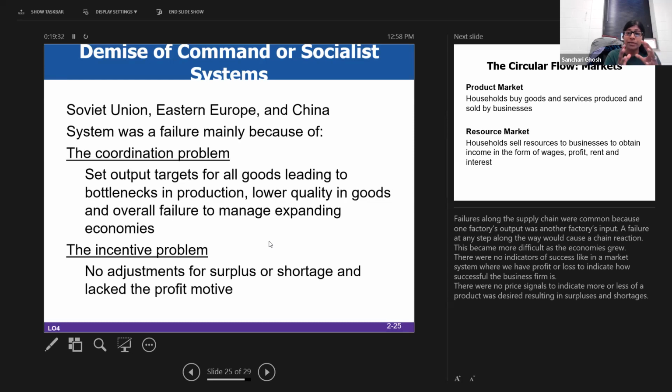Anyways, with this, I stop this video and we'll go on to chapter 3. But before that, there is a particular portion of this economic system dealing with markets, the circular flow of the markets, that we will discuss in the next video, and then start off with chapter 3. So I'll stop here and we will continue with the circular flow system of markets in the next video, along with chapter 3, the demand and supply literature.